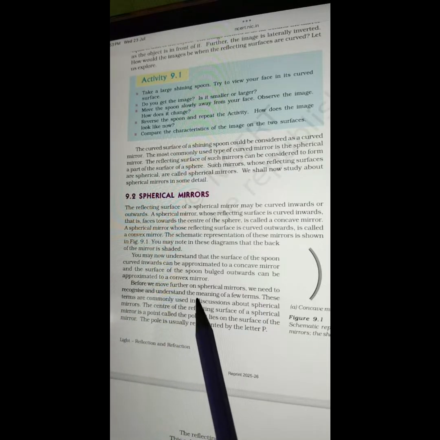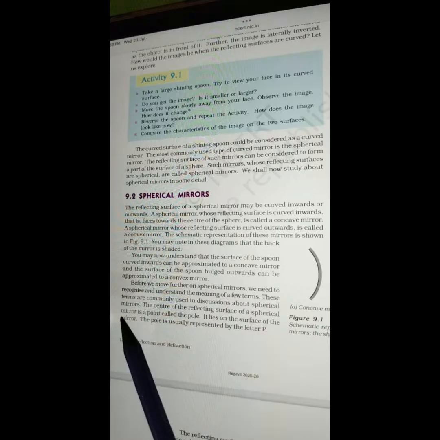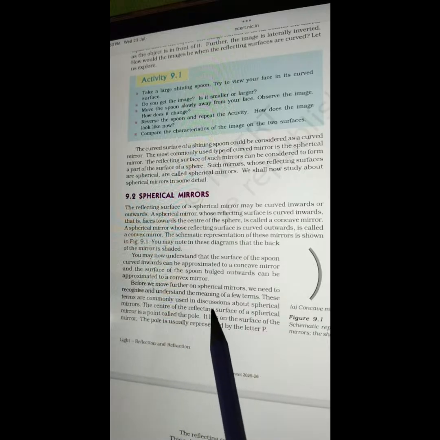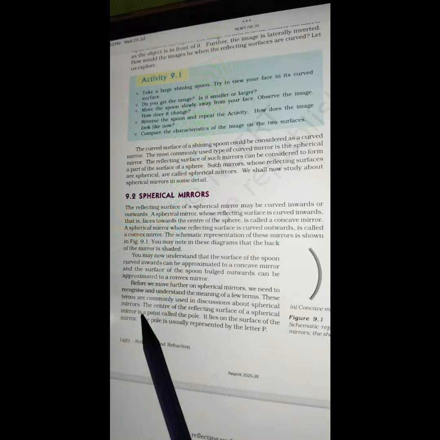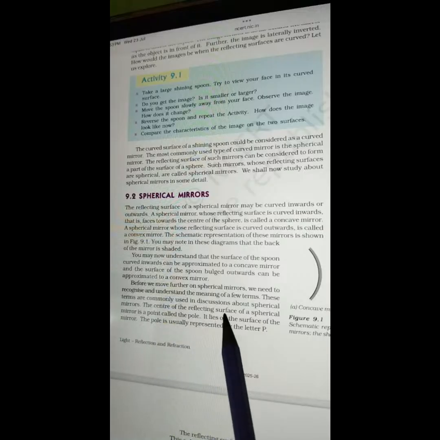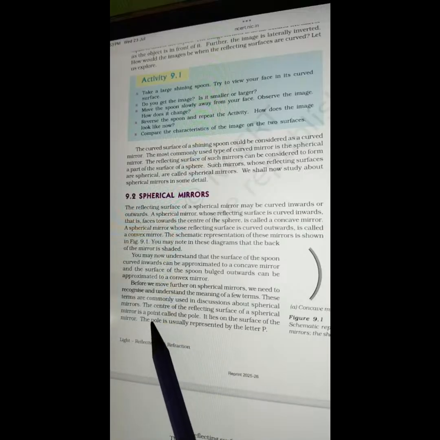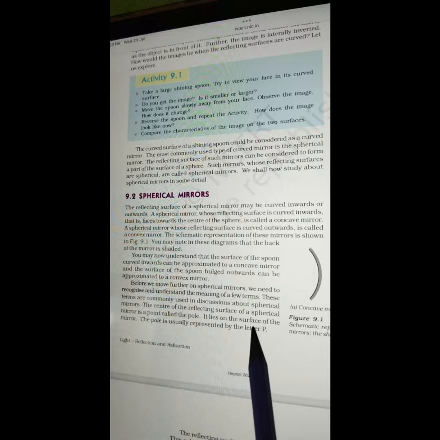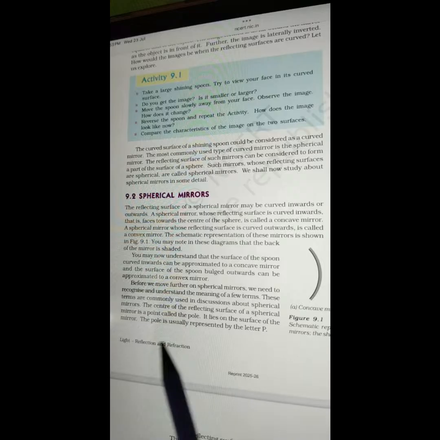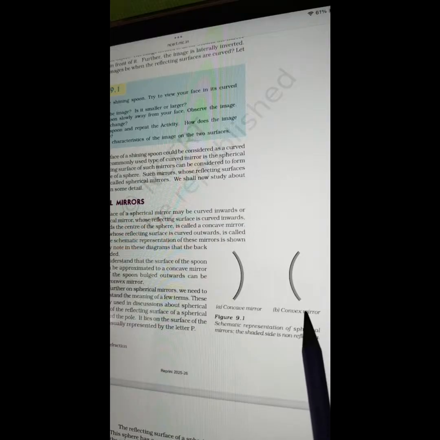Before we move further on spherical mirrors, we need to recognize and understand the meaning of a few terms. These terms are commonly used in discussions about spherical mirrors. The center of the reflecting surface of a spherical mirror is a point called the pole. It lies on the surface of the mirror. The pole is usually represented by the letter P. In figure 9.1, A is concave mirror, this one, and this one is the convex mirror.